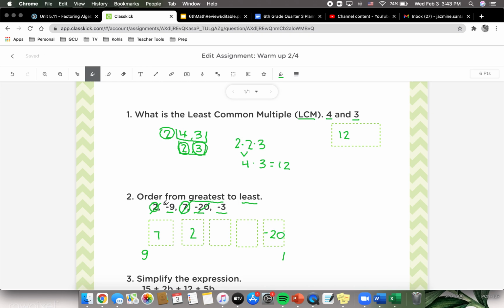So now we have -9 and -3. Well, we know -3 is greater than -9, which is good to know when dealing with negative numbers. So -3 would come next for the greatest number out of this sequence of numbers. And that would make -9 our next least valued number.